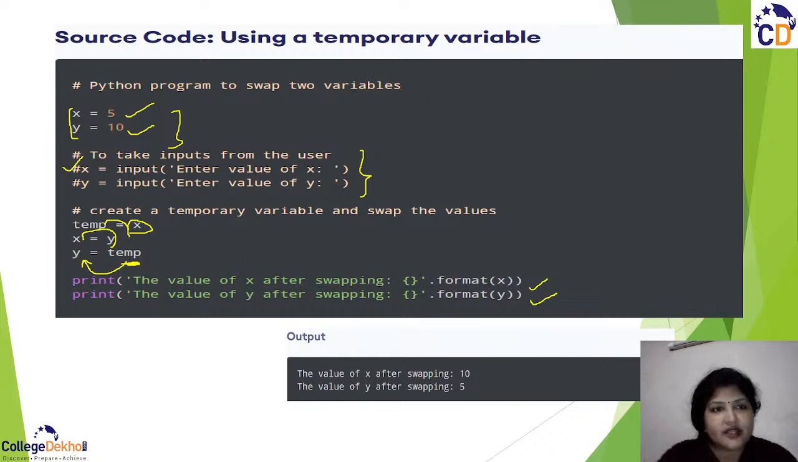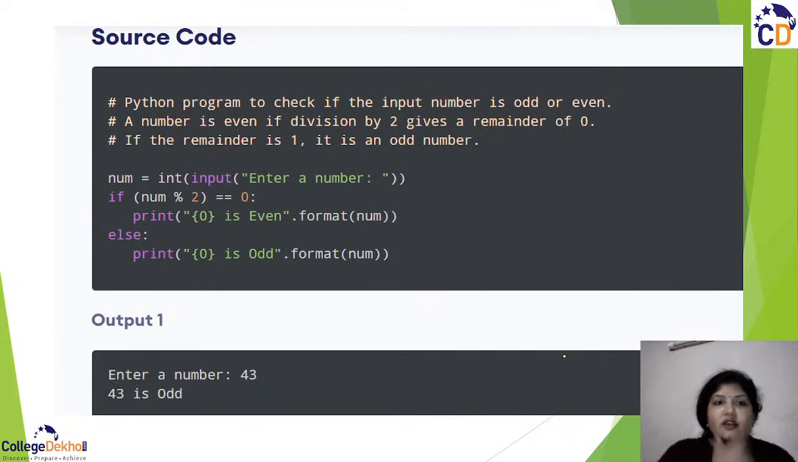So you have assigned x as 5 and y as 10, but at the end we can have x as 10 and y as 5, right? Now let us see another program. Checking whether the number is even or odd, right?